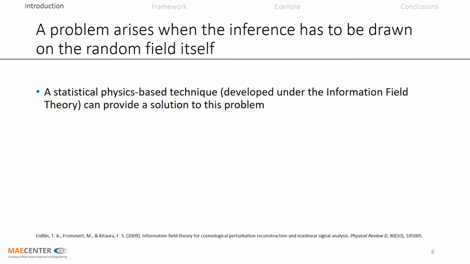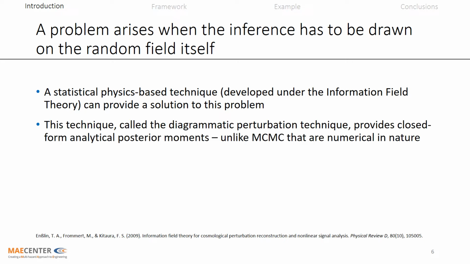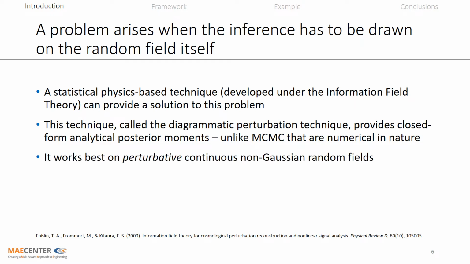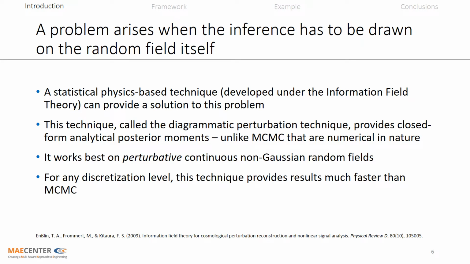A statistical physics-based technique developed under the umbrella of information field theory provides a solution to this problem. This technique, which is referred to herein as the diagrammatic perturbation technique, provides closed-form analytical posterior moments, unlike MCMC that are numerical in nature. It works best on perturbative continuous non-Gaussian random fields. For any discretization level, this technique provides results much faster than MCMC. We'll talk about the last two points in detail in the upcoming few slides.